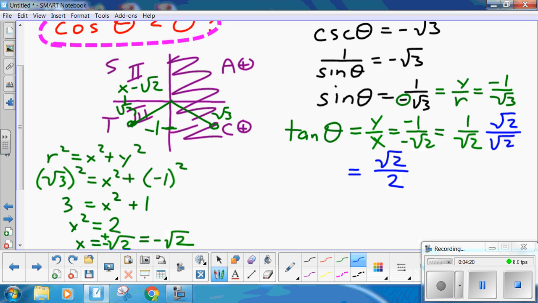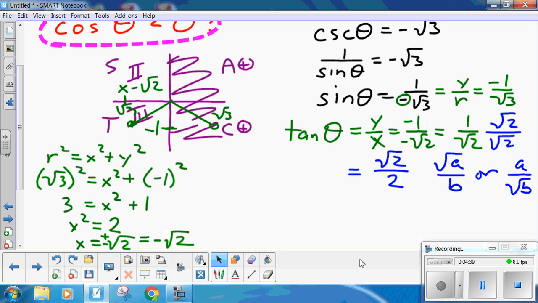So they might ask square root of a over b. What's a, what's b? Or they might have it 1 over the square root, in which case it's 1 over 2. 1 and 2. I don't know which way they're going to ask. Be prepared for both.